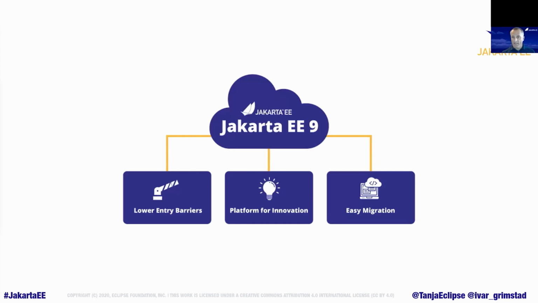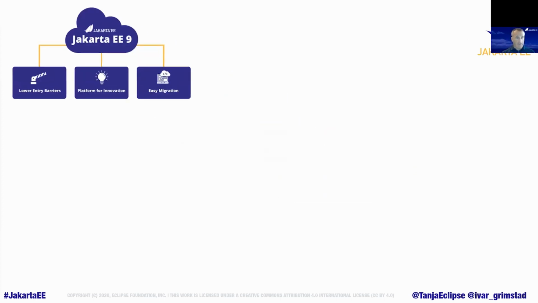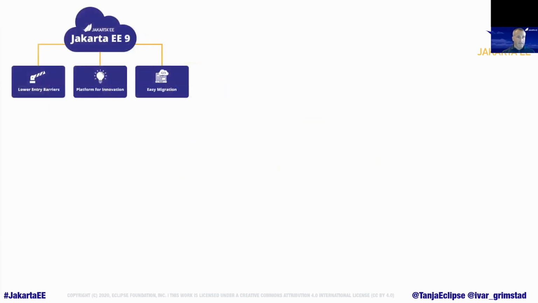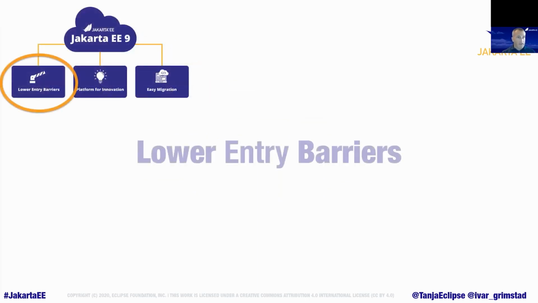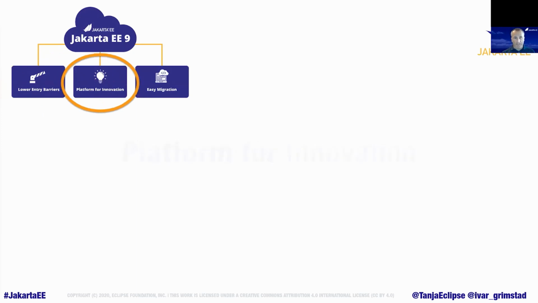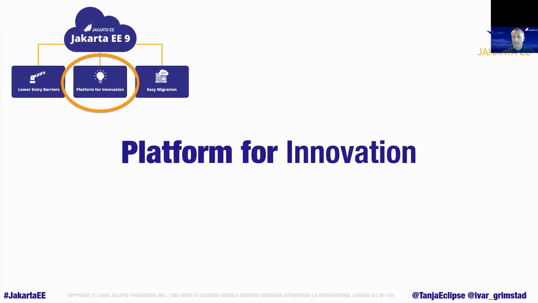So the main themes of Jakarta EE9 are lower entry barriers, platform for innovation, and easy migration. Let's go into these piece by piece. The lower entry barriers means that we are deprecating some old technologies. We're removing stuff that isn't needed to make it easier for new players on the market to come in and implement this technology. We want to make it a platform for innovation so we can start doing some new stuff.